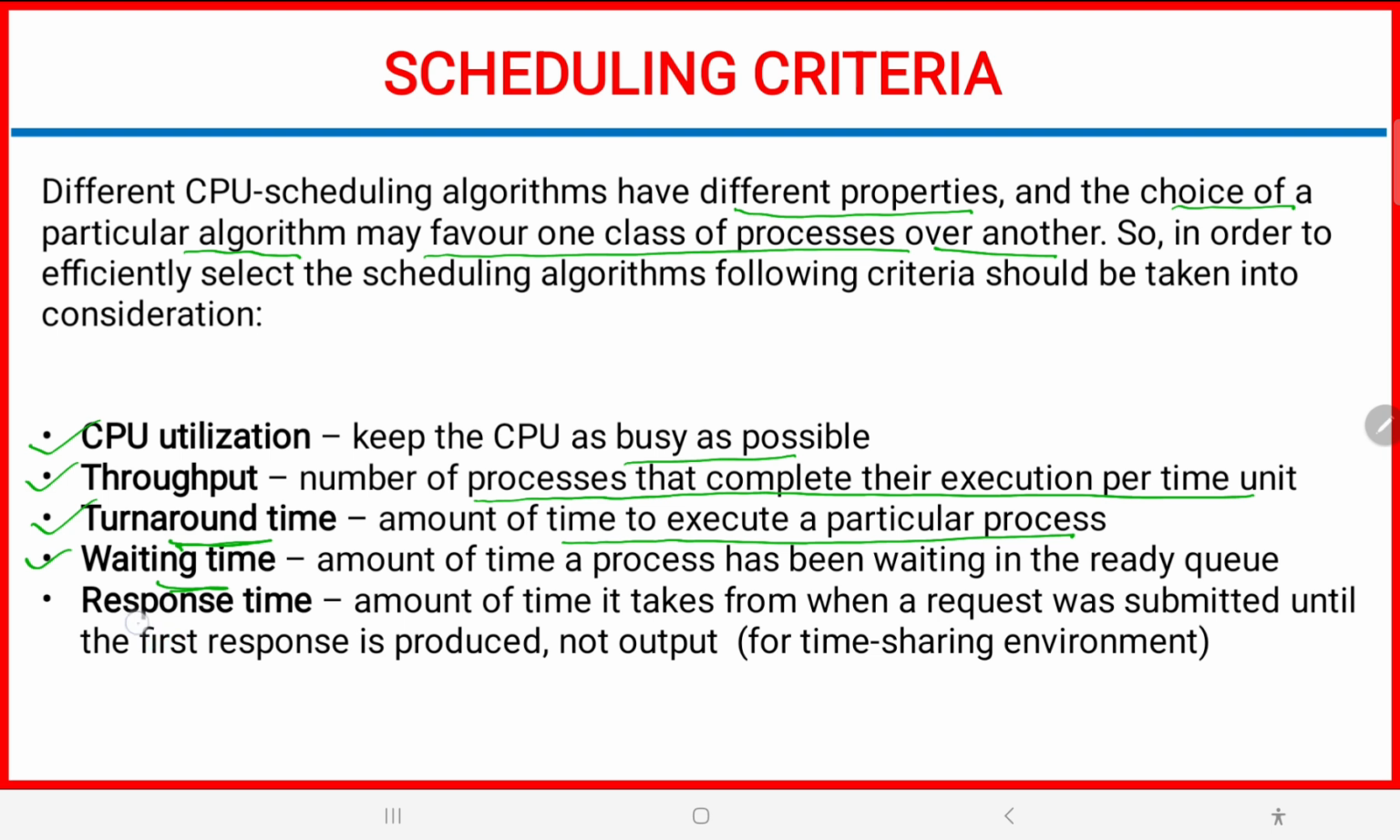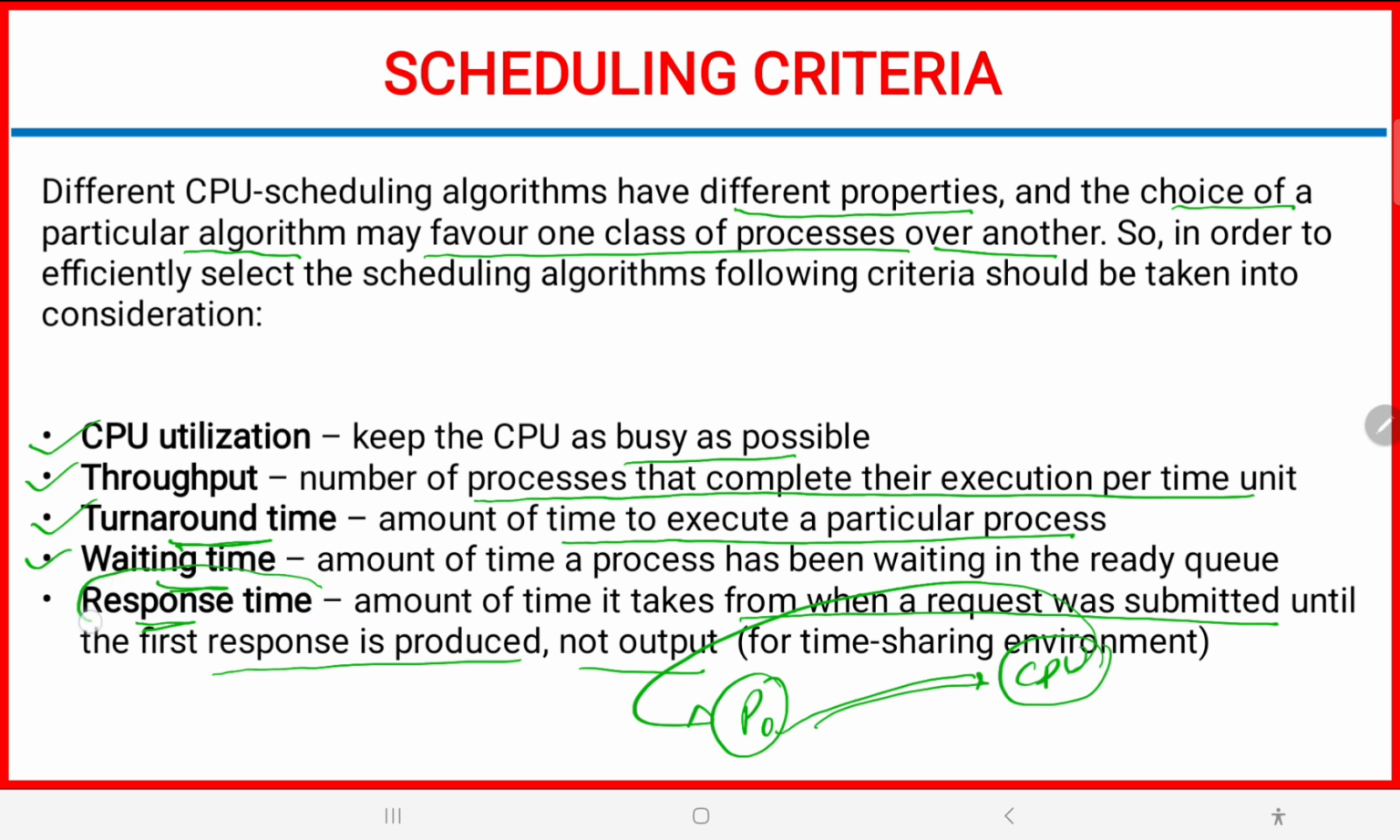Then the next thing is the response time. It is the amount of time it takes from when a request was submitted until the first response is produced, and not the output. What I mean to say over here is, suppose the process was waiting for CPU in the ready queue, and it got access of CPU at some point in time. So during this phase, when this process got the access of CPU, it executed for some time, and because of some reasons it has to come back to the ready queue again.